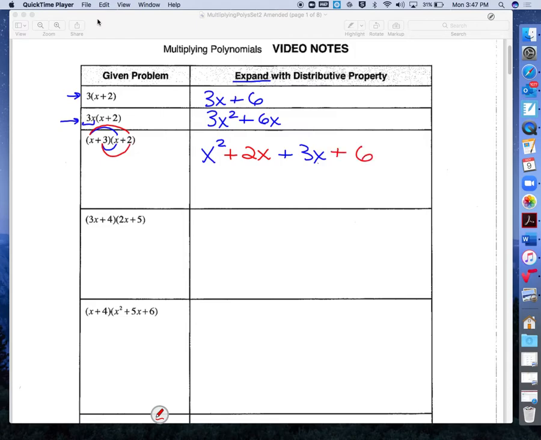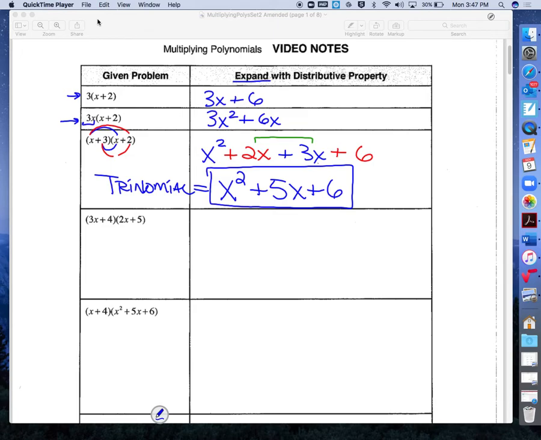Notice I've created an expression with 4 terms, but I have 2 like terms, 2x and 3x. So I'm going to combine my like terms. I have x squared plus 5x plus 6. So I've now created a trinomial. Combine all like terms. I have 3 distinct terms left. So my product is a trinomial. Let's move to the next one.